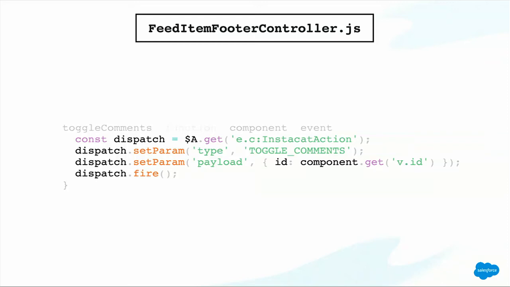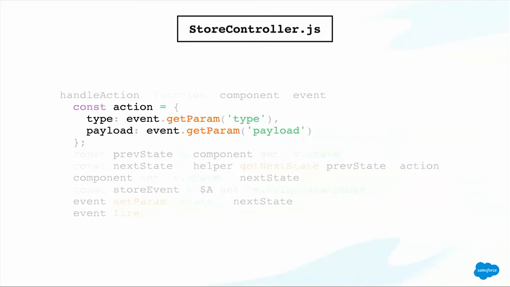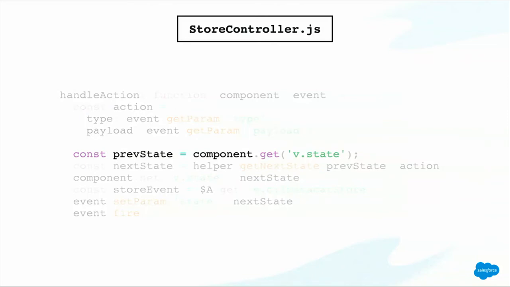So now we might be wondering, well, who's listening for this event? And luckily in our application, we only have one component listening for this event, and it's at the very top. This is called the store, and we have the controller here, and it's got a handle action function in its controller. And it's going to grab the information we just passed into the event, the type and the payload, and then it's going to get the previous state. And by that, I mean it's going to get everything that our application knew about before the user clicked the button. So the images, the users, the toggle states, everything that was there before the button was clicked.